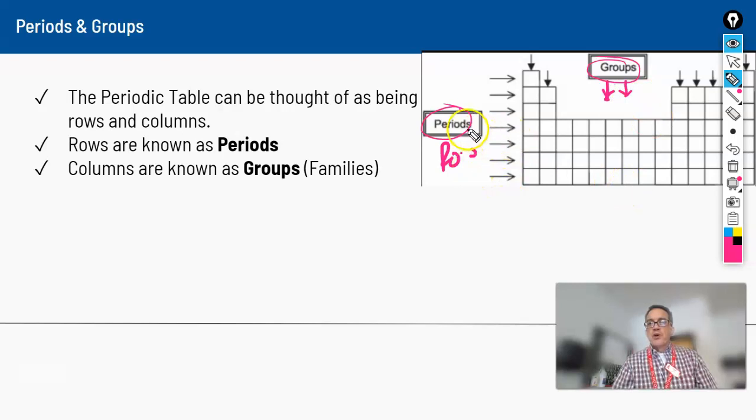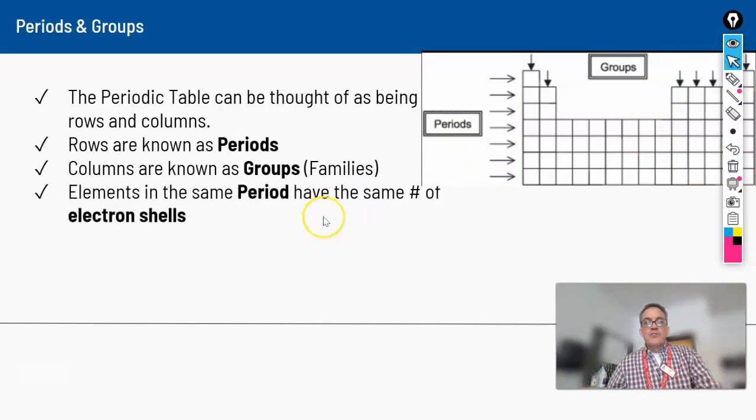Okay, so you can see there are 7 periods on the periodic table. And if you go through and count up all the groups, there ends up being 18 different columns that we have there. There are some similarities of elements in the same period. There's some similarities of elements in the same group.